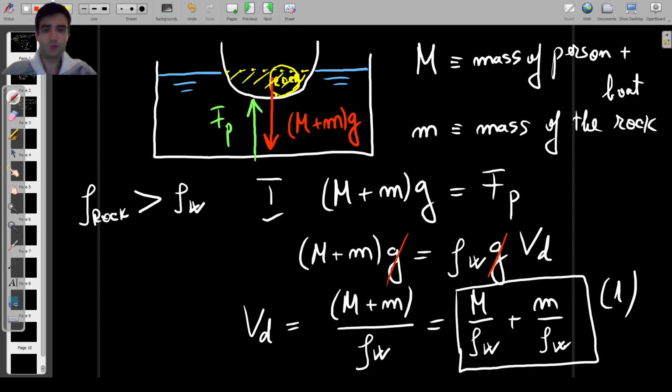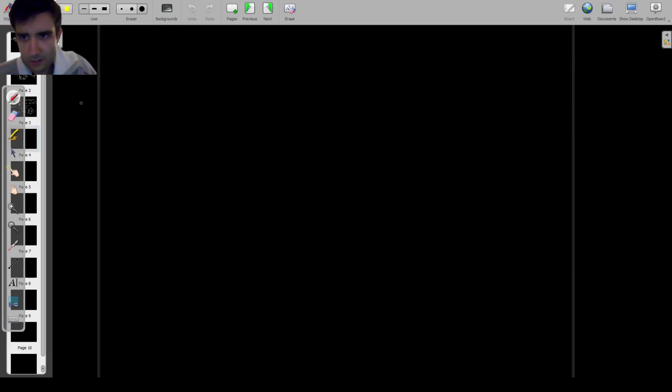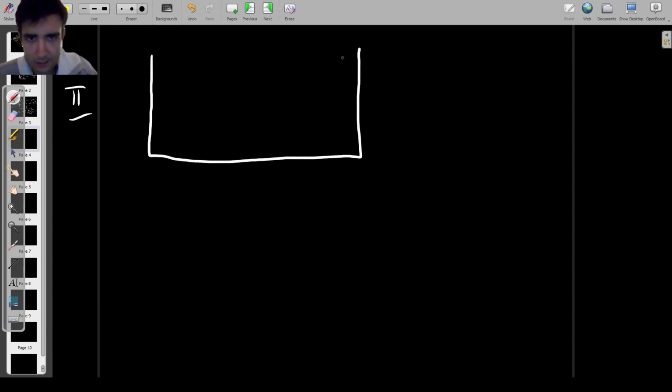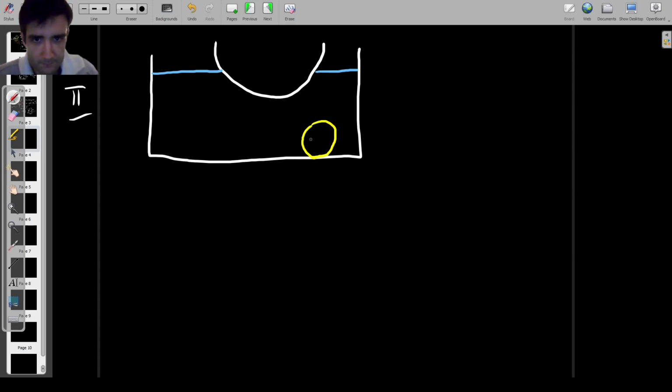Right, so we sorted out what happens to the displaced volume while everything is in the boat. And now let's consider the second case. So I'll put a 2 here. And in the second case, we've got the boat still floating with a person, with an invisible person in it. And then the rock is now sitting on the bottom of the swimming pool.